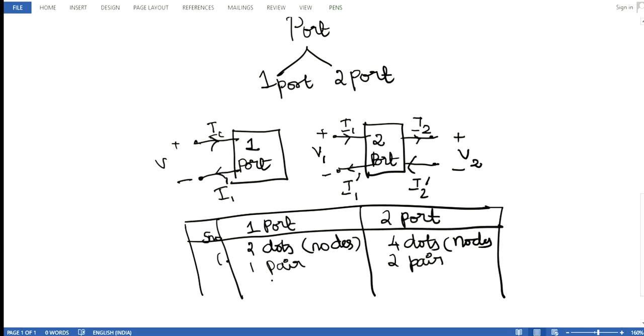And what about the port? It is one port here. One port is nothing but one pair. Here it is a two port network. Port's another name is pair. So this must be the first point.